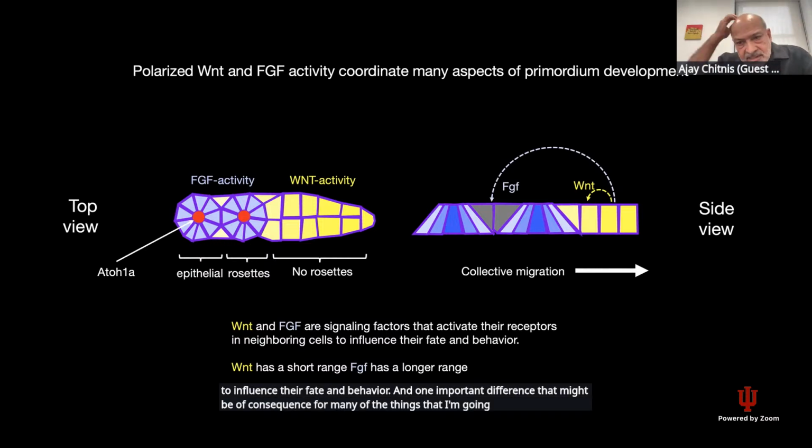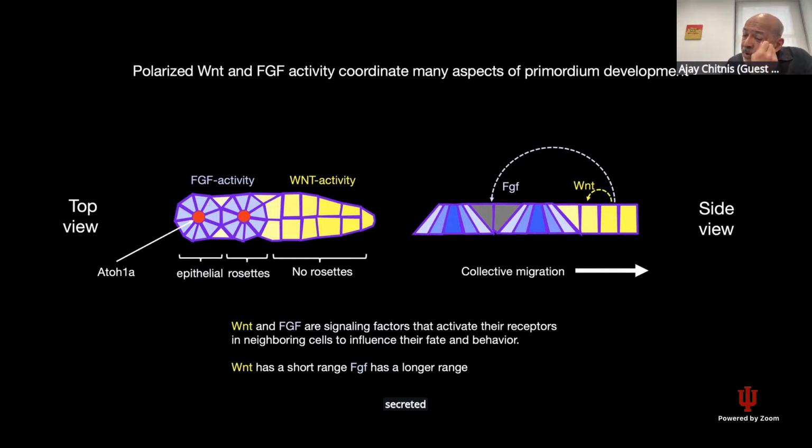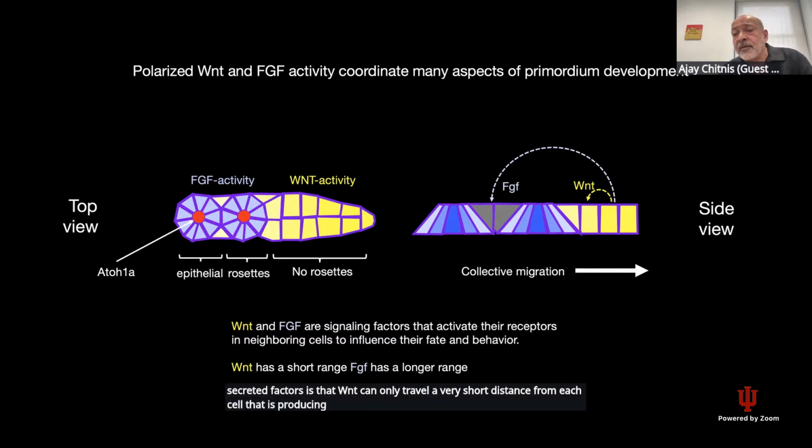And one important difference that might be of consequence for many of the things that I'm going to tell you is that what distinguishes these two secreted factors is that Wnt can only travel a very short distance from each cell that is producing it, while FGF can travel a much further distance. So while cells in the leading domain produce the FGF, it can travel further to the trailing part.